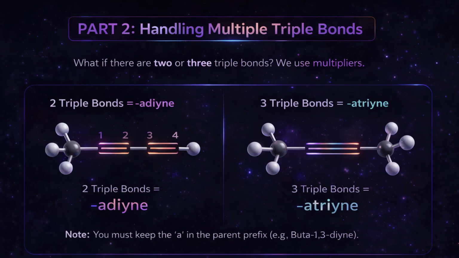Take a look at the structures on your screen. On the left, we see a chain with 2 triple bonds. Notice the numbering starts from the end to give those bonds the lowest addresses possible.